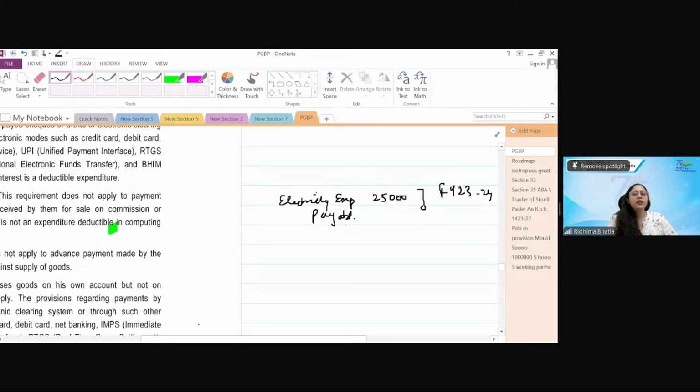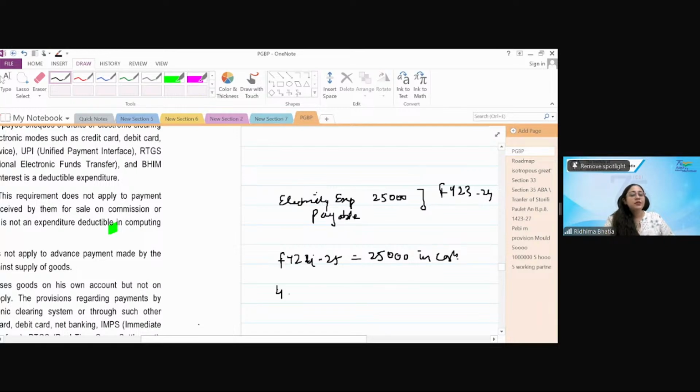Previously 23-24, and nowhere is it written that to claim electricity expenditure you have to pay it before return filing. That is written only for some expenditures, right? So I claimed this particular expenditure of 25,000 while filing the return. But when I actually paid this 25,000 in financial year 24-25, I paid it in cash.